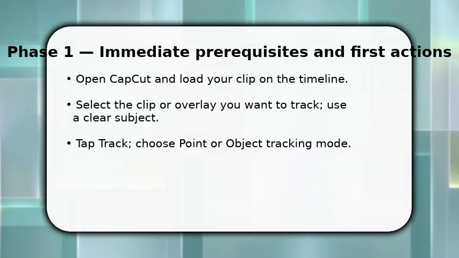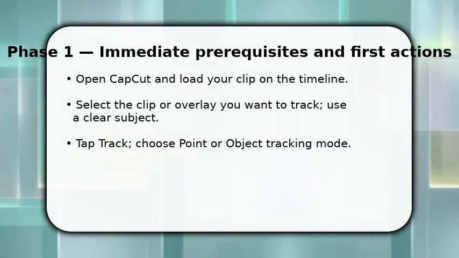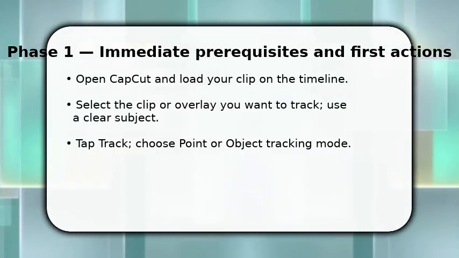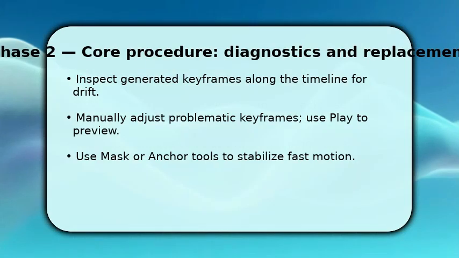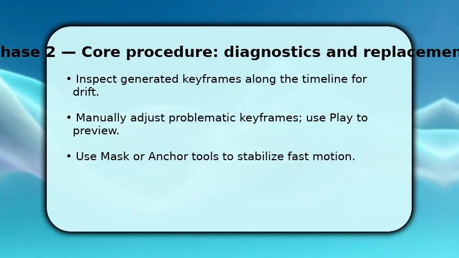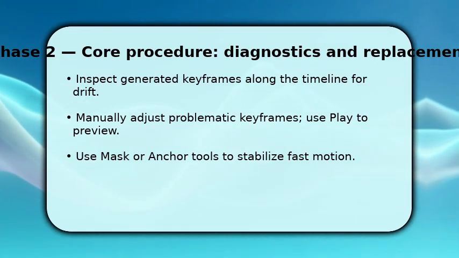Once done, press Start or Analyze. CapCut will scan forward and create keyframes automatically, so you don't have to place them manually. Now refine the results. Scrub the timeline and watch the tracked overlay during playback. If the overlay drifts, pause where it fails and nudge the overlay or adjust a specific keyframe.